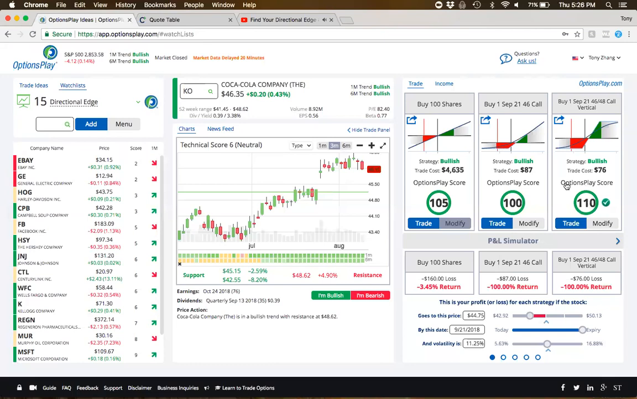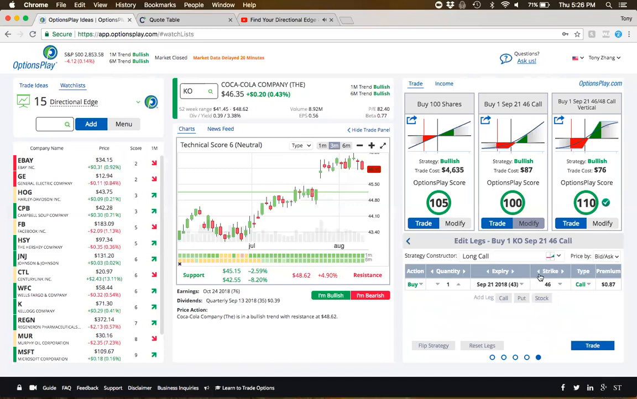What is the color of the circle? The color of the circle is color coded to give you an idea of risk to reward. Anything with a high risk to reward will be green, average risk to reward will be yellow, and low risk to reward will be red. So this tells you basically, am I getting enough? How cheap or how expensive is this option? That's what the OptionsPlay score is telling you.